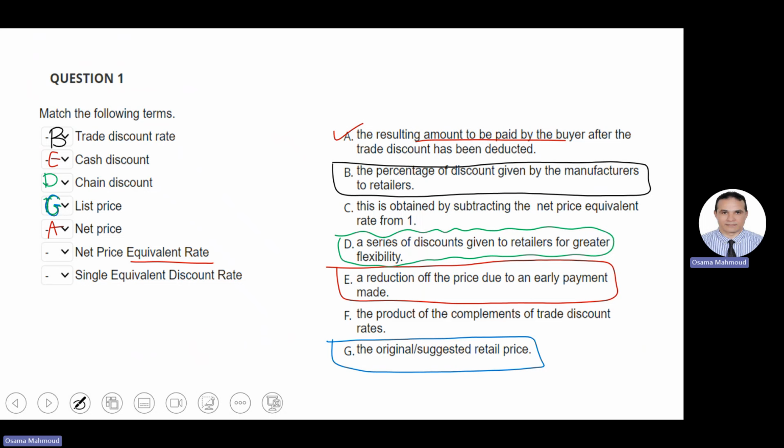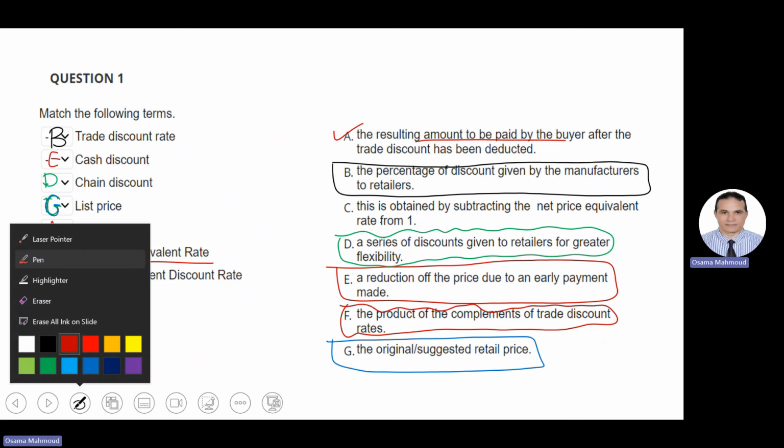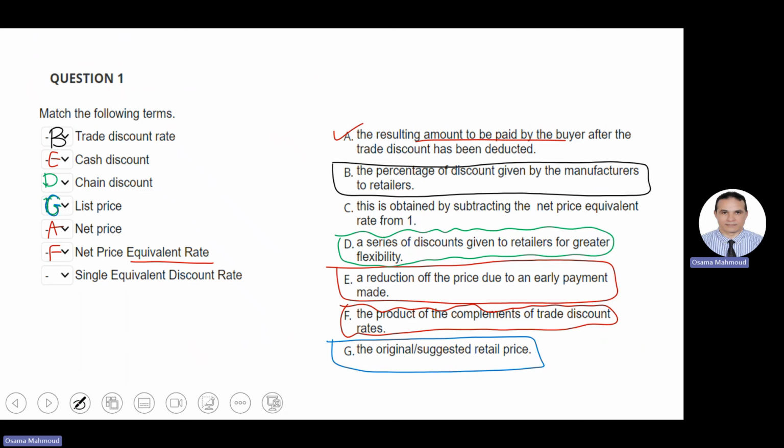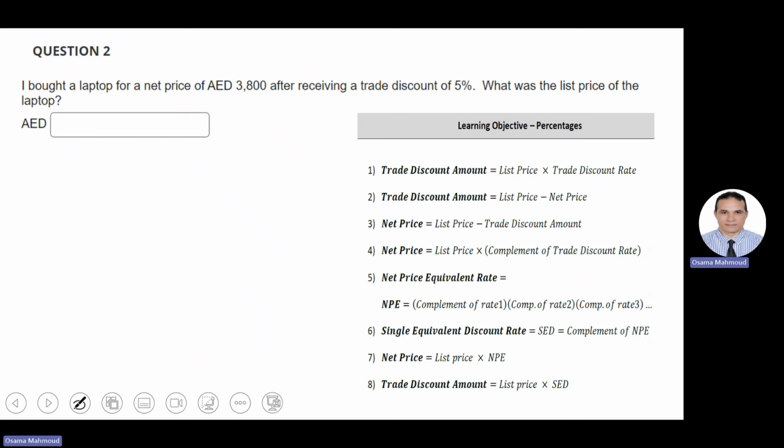So you can find this one in the formula sheet, the product of the complement. If you look at the formula sheet, you will find this, okay? Single equivalent discount is also in your formula sheet, which is C: subtracting the net price equivalent rate from one, or the complement, right? So most of these you can find in the formula sheet. Now go for the first question.